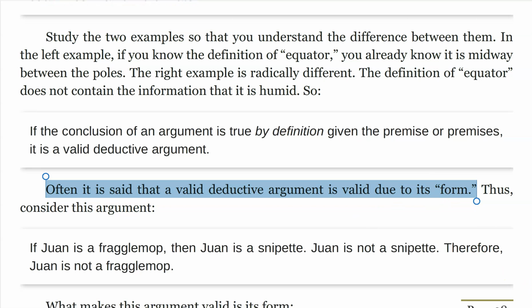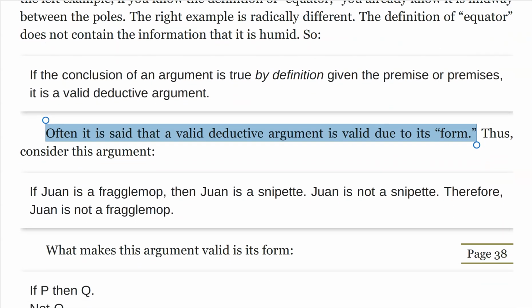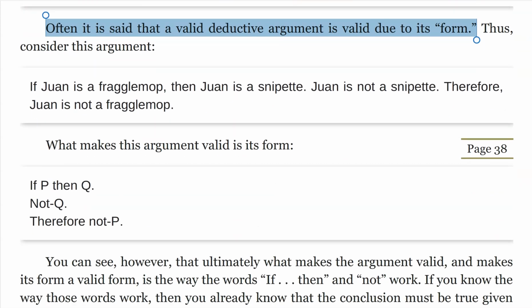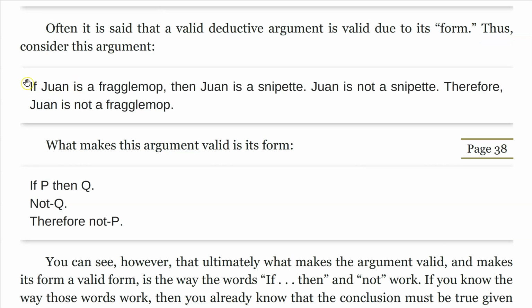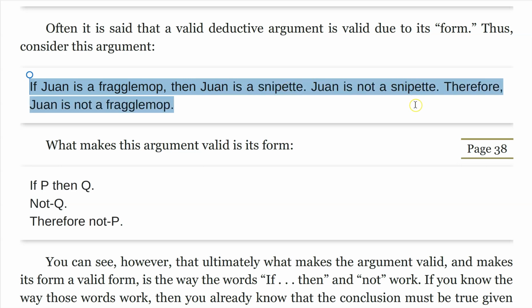So before we move on to our last little bit, I'm going to show you the textbook's version of this, although it makes me sound quite foolish when I read it. If Juan is a Fraggle Mop, then Juan is a Snippet. Juan is not a Snippet, therefore Juan is not a Fraggle Mop. This is a valid argument. It's not sound, because what do these things mean? I don't know. They don't mean anything. They're nonsense claims. These are nonsense words, right? They don't exist. So what makes this argument valid is its form.